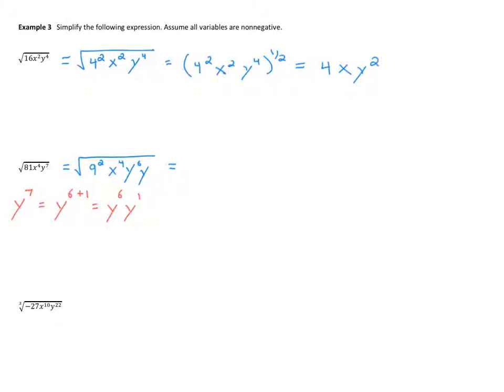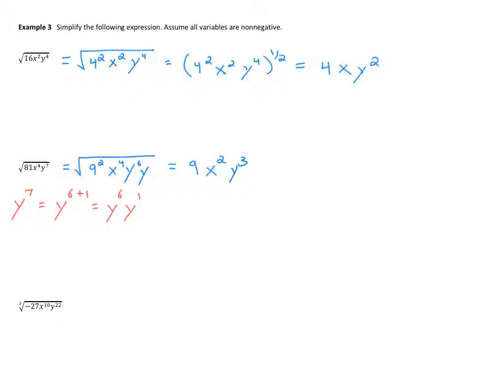So now if I proceed by taking square roots, I'm taking the square root of 9 squared, so that's just going to give me 9. I then take the square root of x to the fourth, that gives me x squared. Again, I'm just dividing the exponent by 2. And now here I have y to the sixth. If I take the square root of that, I divide the exponent by 2, which gives me y cubed.